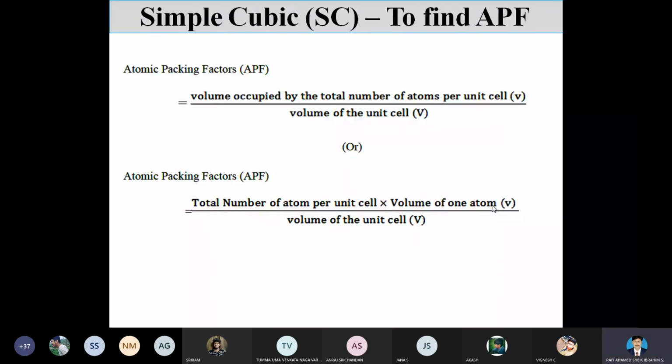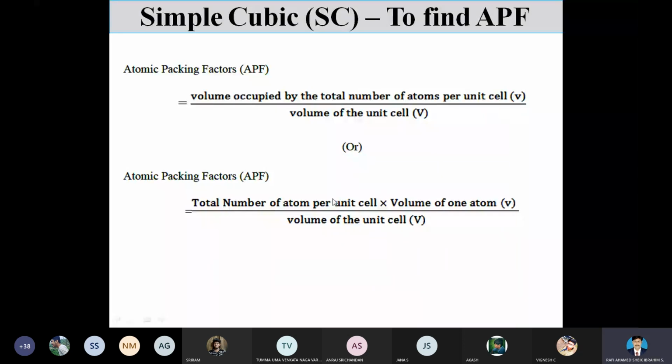Packing density, or atomic packing factor, is based on the total number of atoms per unit cell. See, from this formula, what is the value for the total number of atoms per unit cell? For a simple cubic structure, what is the value of n? Anyone? 1. 1, good. So we now know the value of the first parameter.